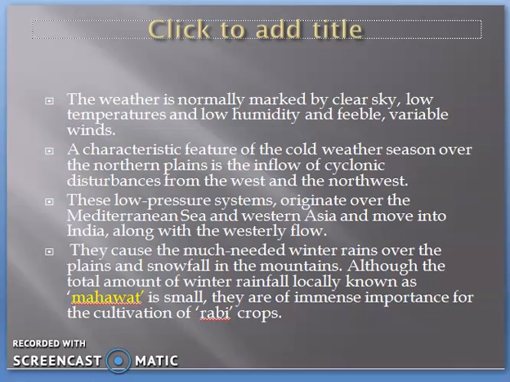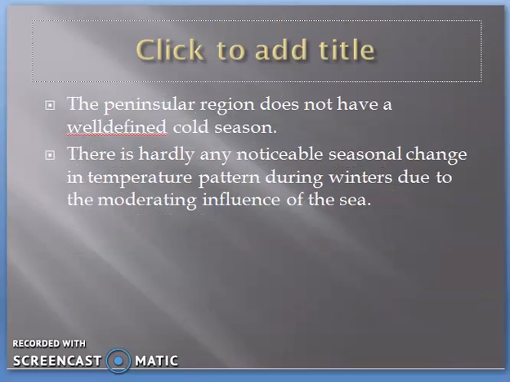Because of this, the much needed winter rainfall occurs over the plains of India. Even snowfalls occur in the mountains also. The total amount of the rainfall is locally known as Mahavat in winter. And this is very much important for the cultivation of the Rabi crop also. So these all are the characteristics of the winter months only.